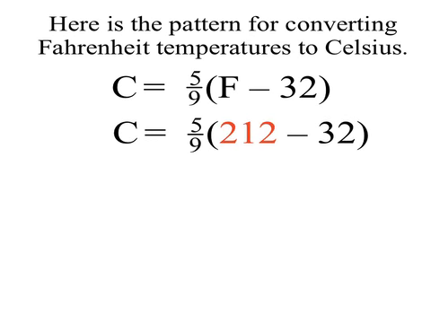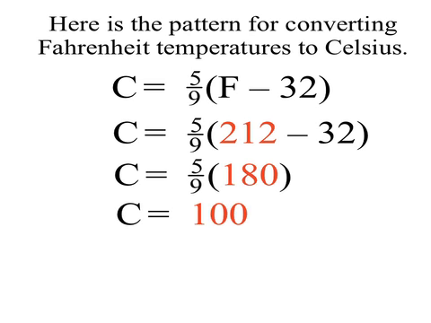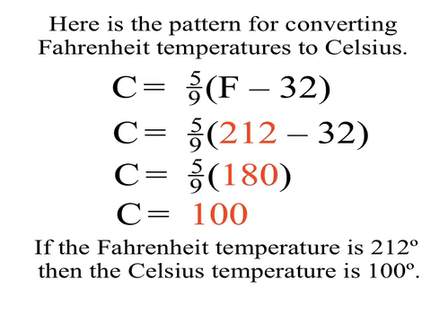Let's try another one that we know. We know that water boils at 212 degrees Fahrenheit, and it boils at 100 degrees Celsius. So we'll put in 212 for F. We'll do 212 minus 32 to get 180. We'll take 5/9 of 180, and we'll get 100. And we've just learned that if the Fahrenheit temperature is 212 degrees, then the Celsius temperature is 100 degrees.